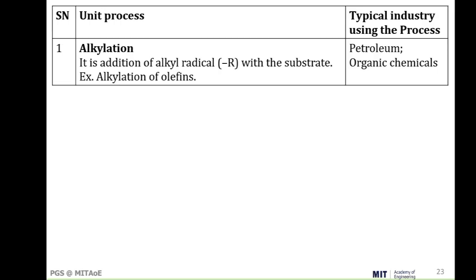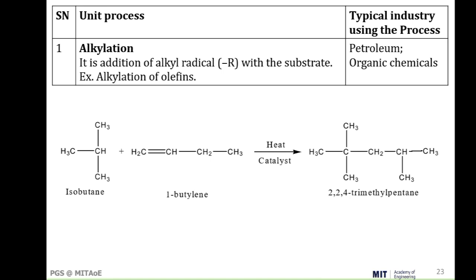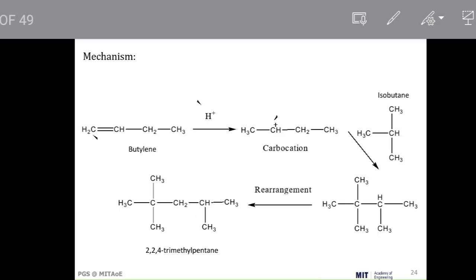The first unit process is alkylation, which is the addition of an alkyl radical to any substrate. We are going to discuss one example, alkylation of olefins. Olefins are unsaturated hydrocarbons. For example, isobutane reacts with butylene to produce 2,2,4-trimethylpentane. The substrate is butylene, which is an olefin. These reactions are typically used in petroleum and organic chemical industries. So we can understand the mechanism behind the reaction, which is explained here.